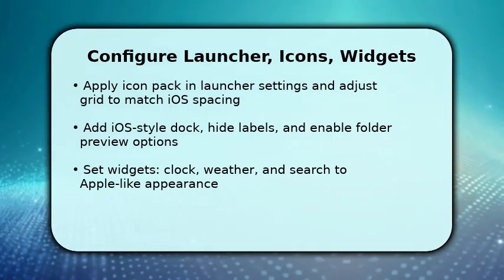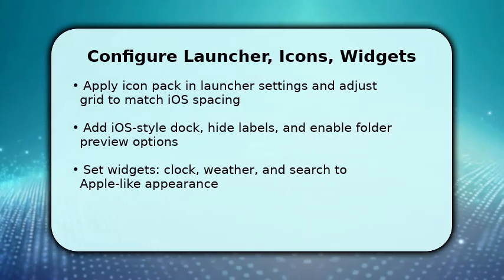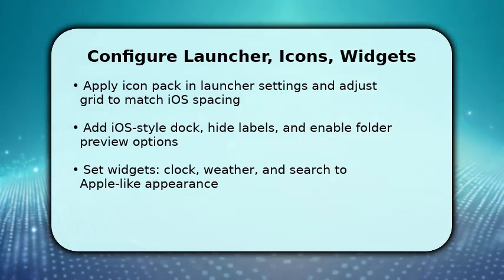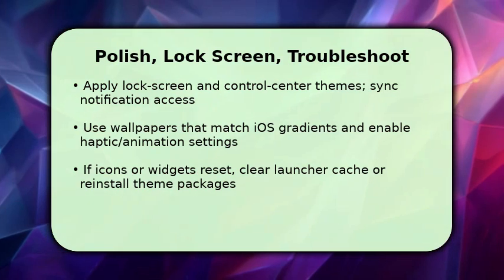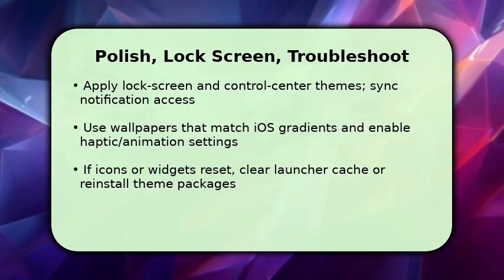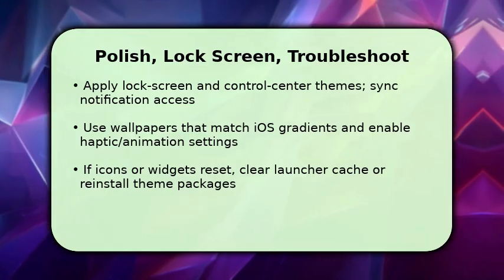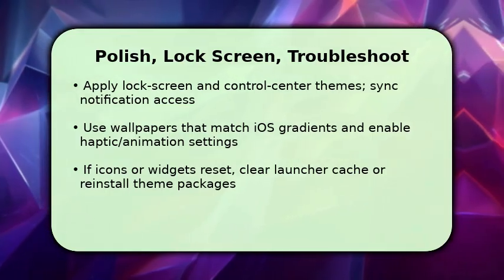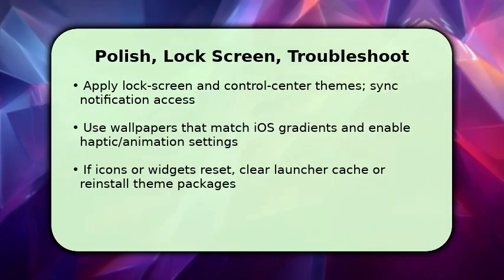Place matching widgets, clock, weather, and a search bar, and tweak font sizes and icon scaling so the whole home screen reads like an Apple theme rather than a rough imitation. Finish by theming the lock screen and control center. Apply the chosen skins, grant notification and overlay access, and align gestures so swipes feel native. Select Apple-style wallpapers and enable subtle animations and haptic feedback if available to sell the illusion.